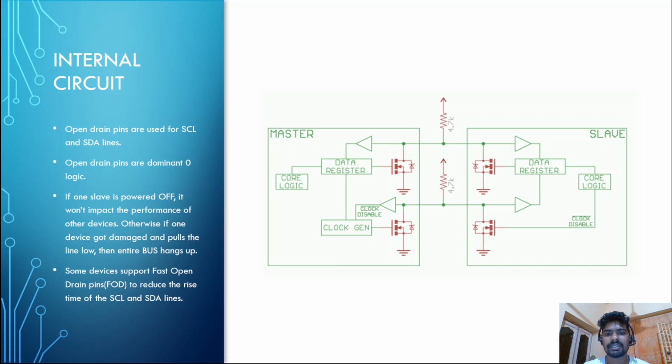And some devices will implement fast open drain. Fast open drain is something like, suppose the device is trying to drive the pin from logic 0 to logic high, during this transition the device will try to drive the high instead of leaving it open drain. And hence the line will reach logic high quickly and it can communicate at higher speeds.